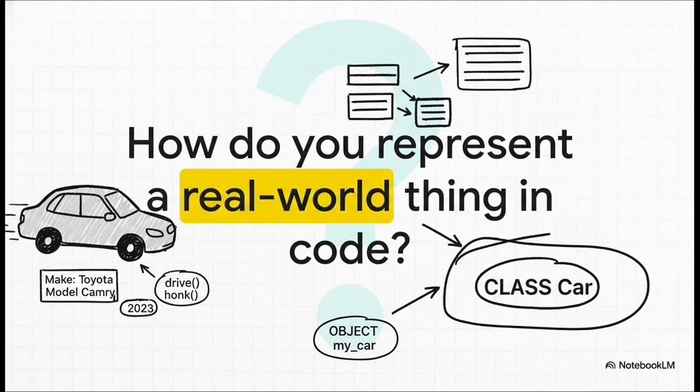I mean, really think about it. A car isn't just one thing. It's got a make, a model, a year, and on top of that, it has actions, right? It can drive, it can stop, it can honk. How in the world do you bundle all of that together in a way that makes sense? That puzzle right there, that's exactly what we're about to solve.